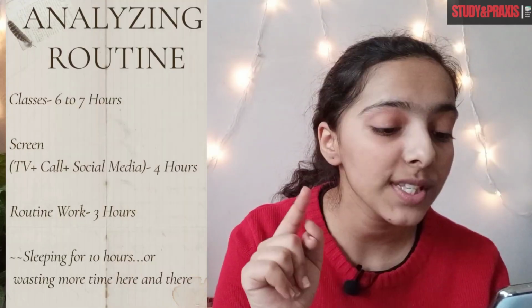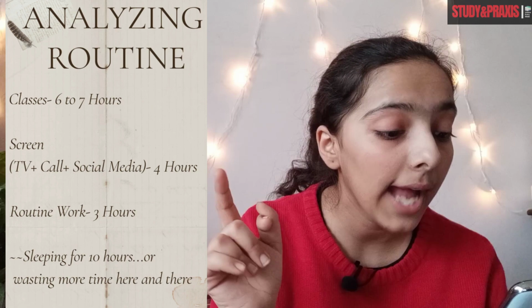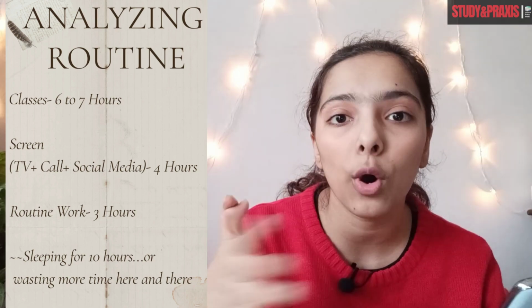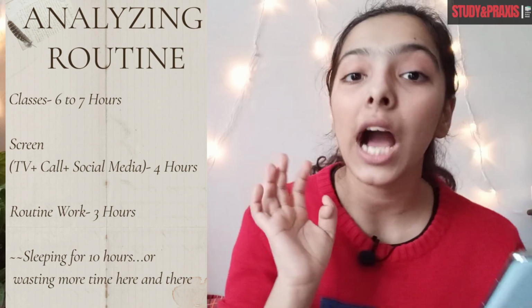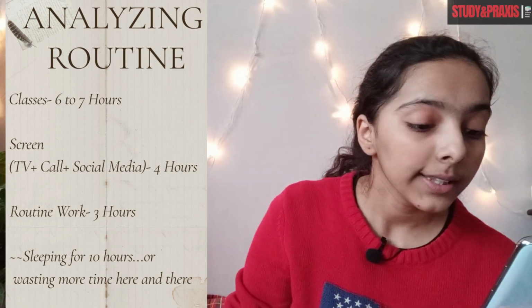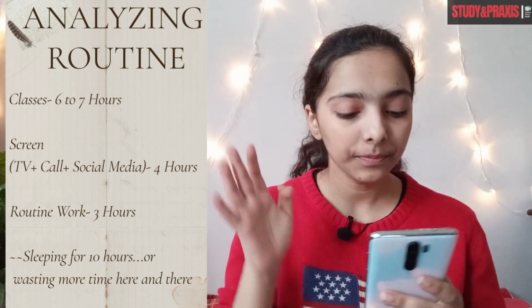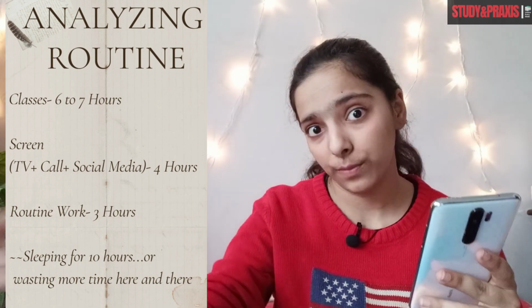Okay, so I hope you've written your routine and now along with me you're gonna analyze this routine and that's our step number 2, analyzing the routine. My analysis of my routine is my classes take up to 6 to 7 hours and the screen timing, that is TV, my calls and social media, is 4 hours plus and that's totally unnecessary, nothing productive, nothing important. Then my routine work, obviously like bathing, eating and other things, so all that is 3 hours or so, like that.